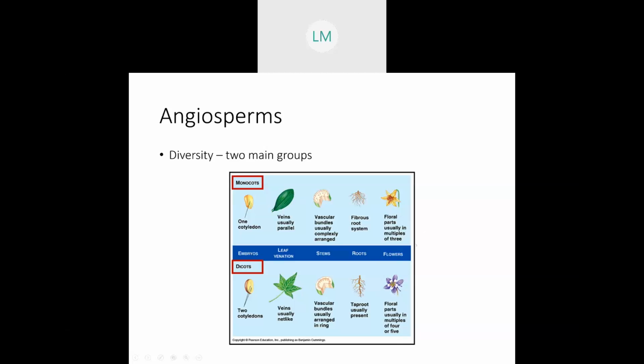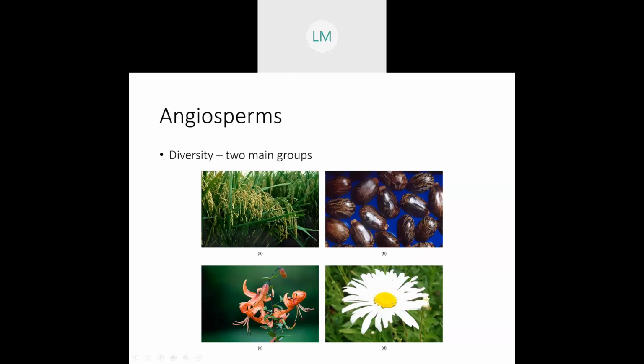Okay, so we've got big differences in how plants look based on what group they belong to. This is just an example from your textbook talking about monocots and dicots. So within our crops, our food plants that we see, we have monocots and dicots. All of our grasses, things like wheats, are going to be monocots, but then things like beans are dicots.